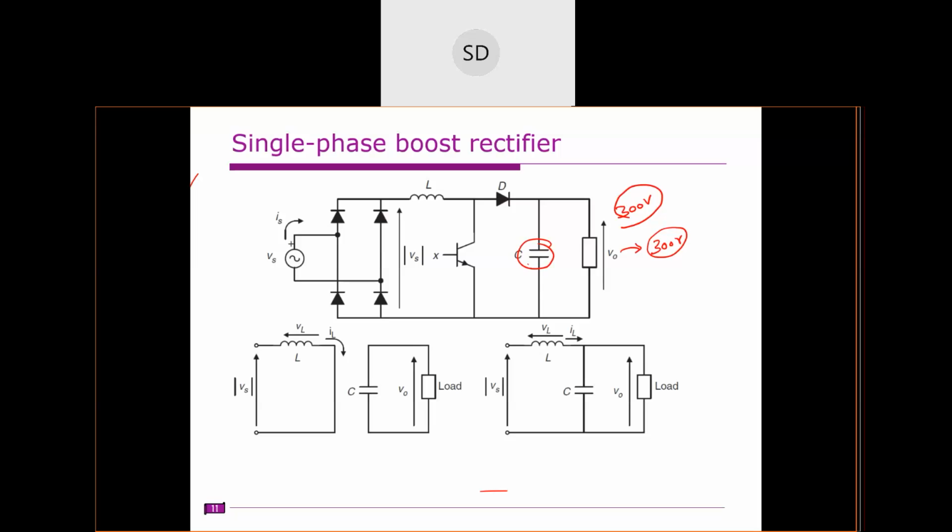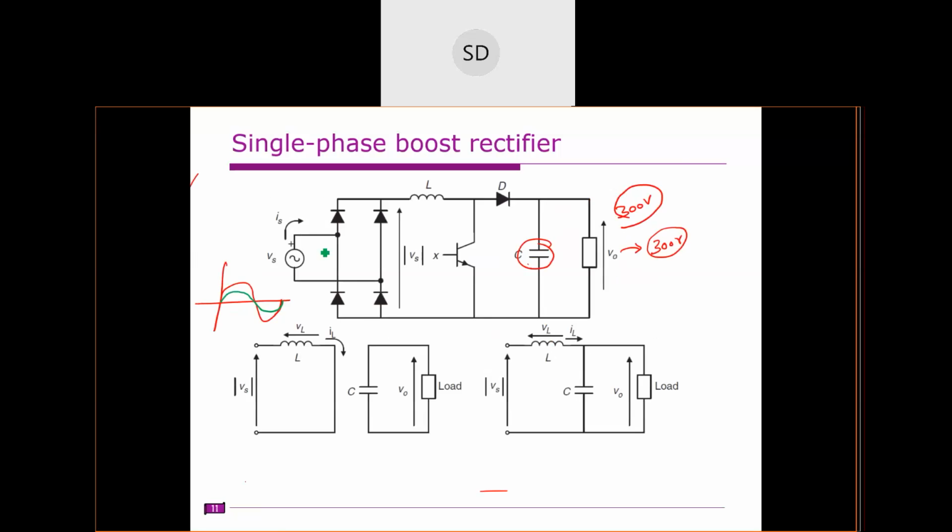And the other thing is that the source current must be sinusoidal. So if this is the source voltage, the source current must be something like this. This is the source current, the green one.